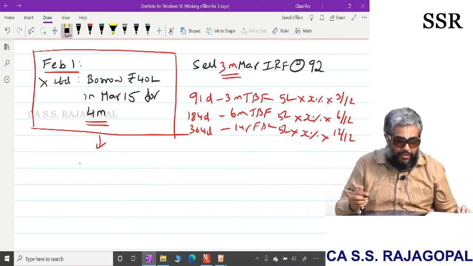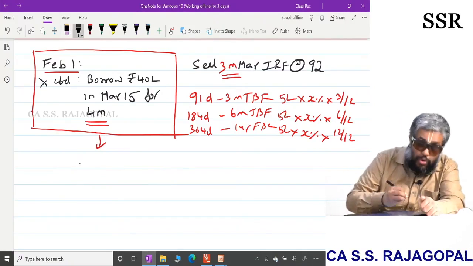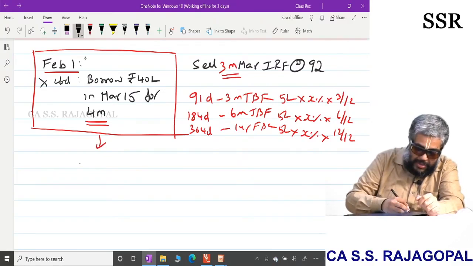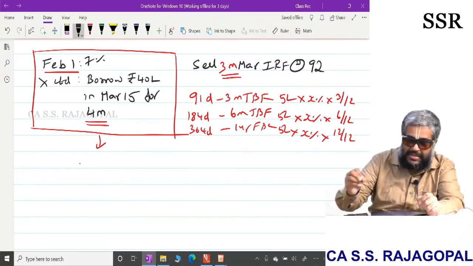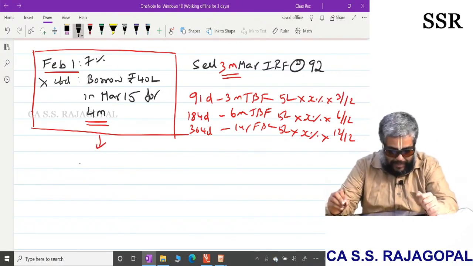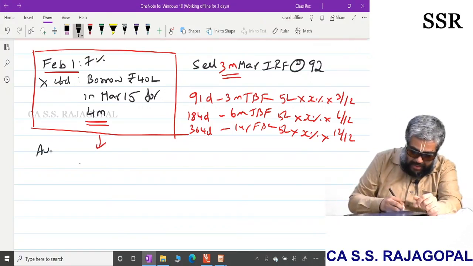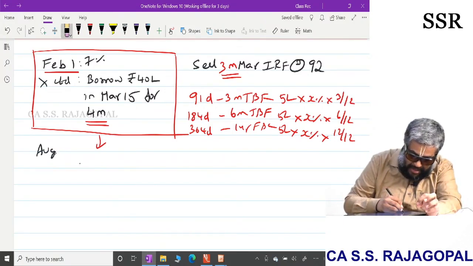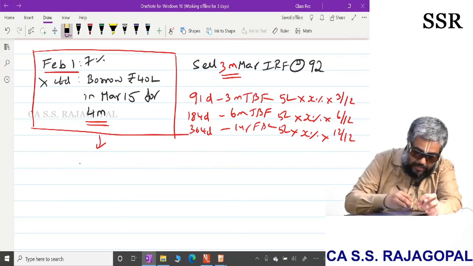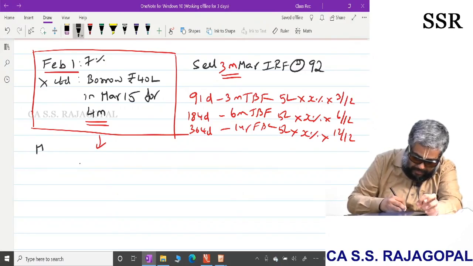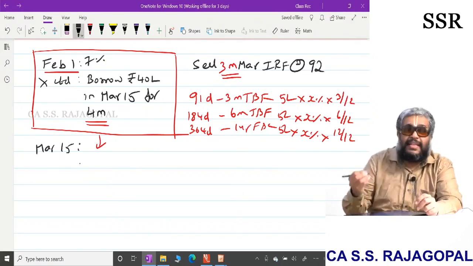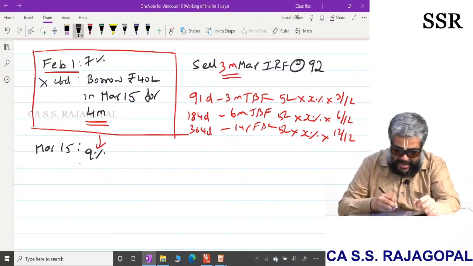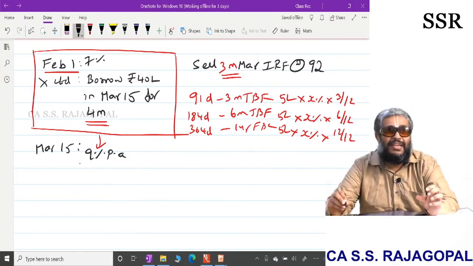Let me tell you what will be the problem. Say, today, suppose the interest rate is something around 7%. Now, come March 15, say the interest rate becomes, as I feared, 9% per annum.